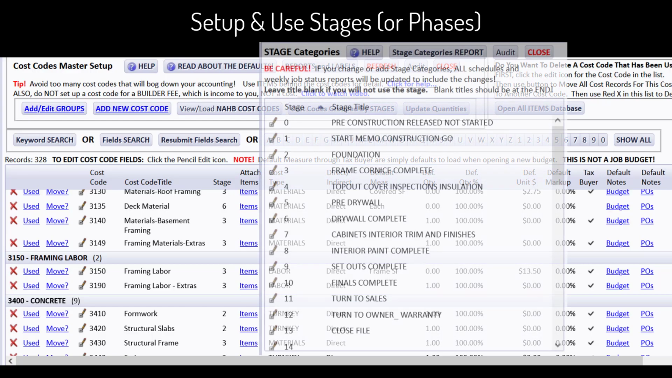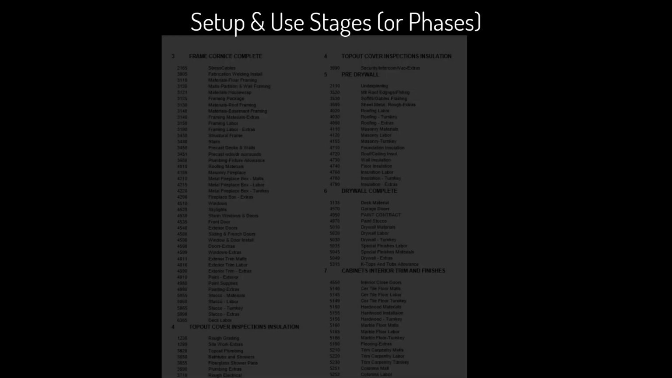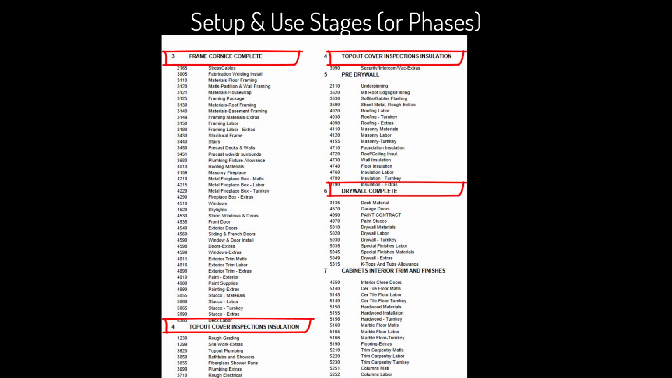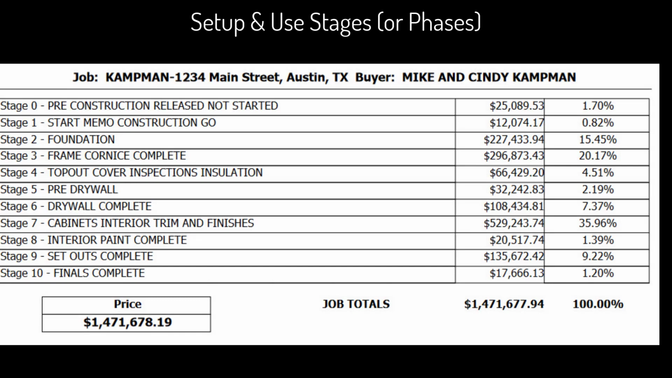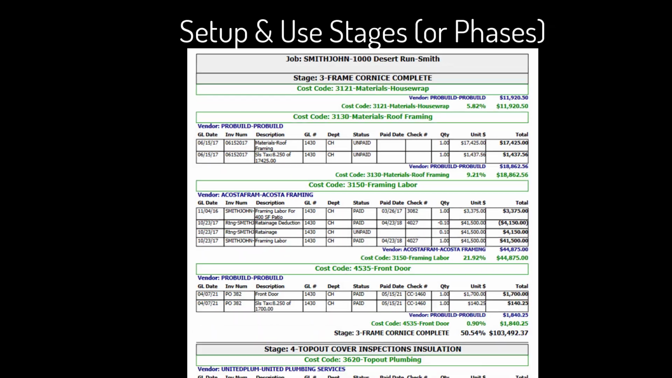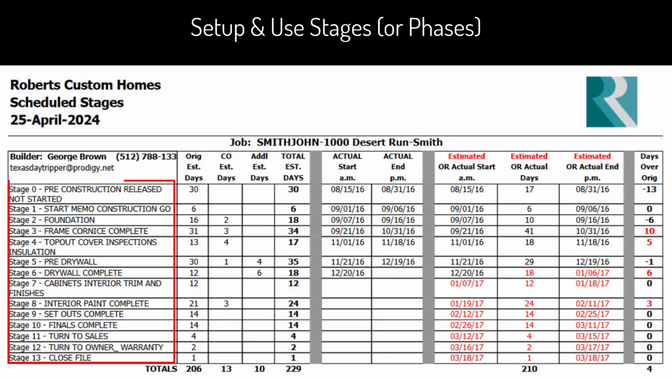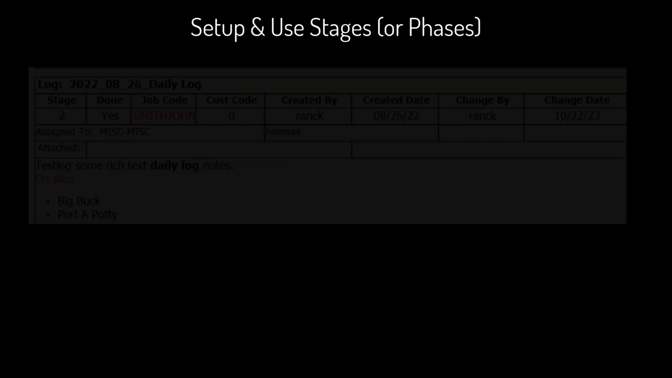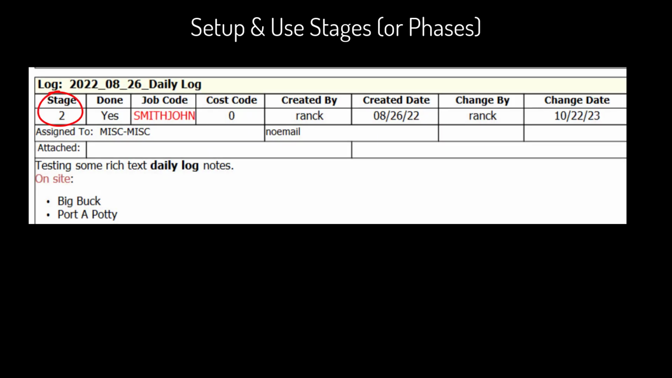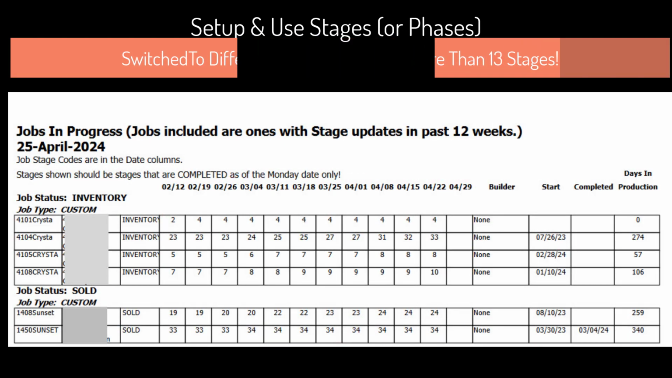CHS also has a place for the builder to set up stages or phases that can be attached to cost codes so that the job costs can also be grouped by stages, to forecast estimated cost totals by stage, to report actual costs by stage, or to issue POs by stage. Stages are also used in CHS to prepare list schedules by stage, to write daily job logs by stage, and to follow the weekly progress status of all active jobs.